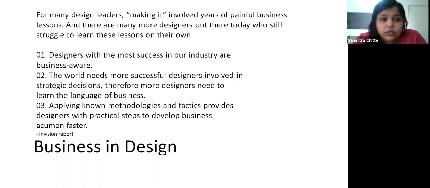This has been put up in the InVision report: designers who are business aware, who understand business, who understand return on investment, monetary inclusions, funding, etc., have more success in the industry. That is simply because they can study what has been done by other business people. The world needs more designers anytime, but it needs more successful designers who are involved in strategic decisions, and hence they should learn the language of business. Understanding the vocabulary, not only for yourself, but also so that the person across the table understands what it is that you're saying.